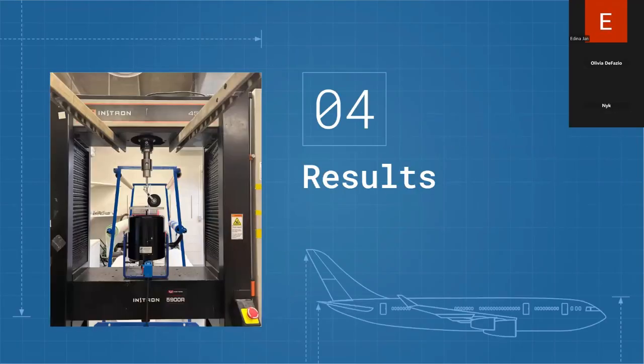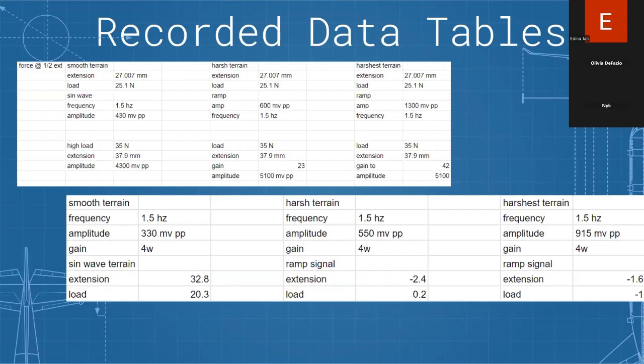Moving on to our results. During the experiment, we tabulated key values in addition to the exported data for easy access, which all group members can use in analysis. The smooth, rough, and roughest terrain categories are shown here, with smooth being a sine wave and the other two being a ramp with different amplitudes and gains to simulate a more rocky terrain.